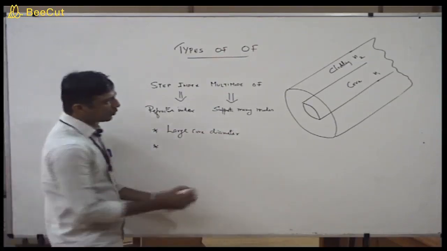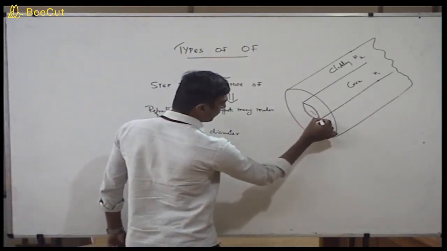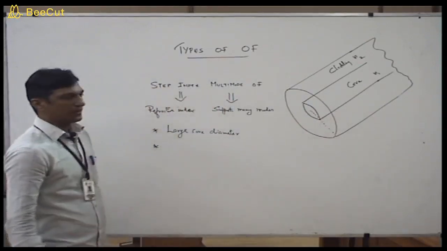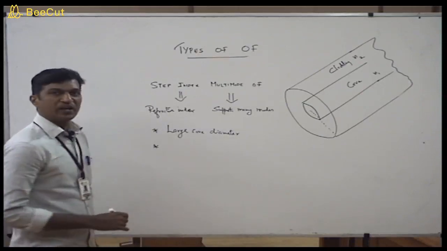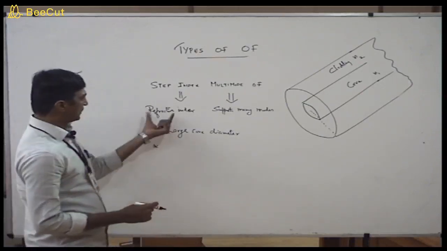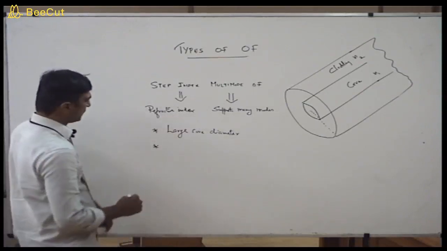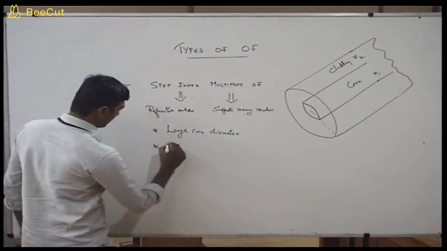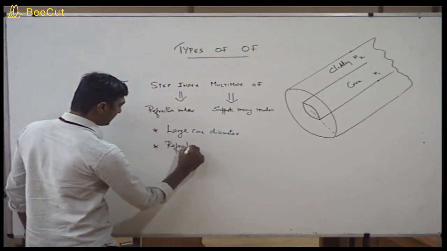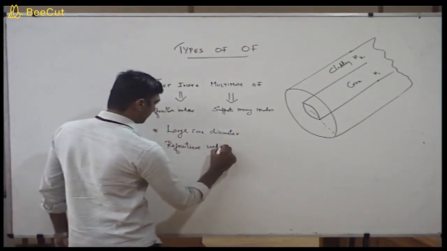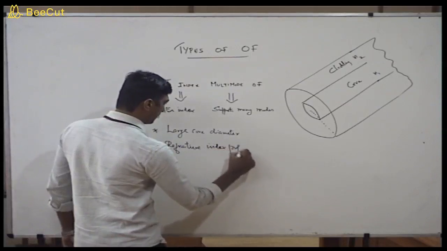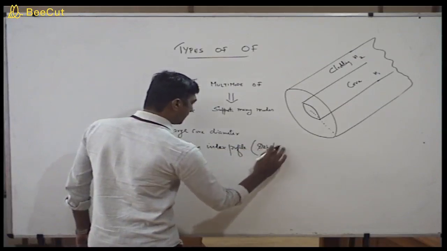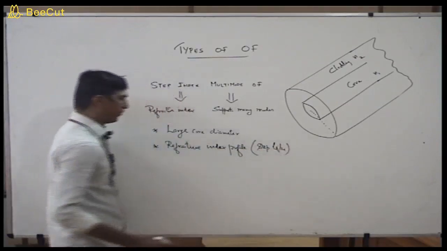Refractive index profile. If you move from the center of the core towards the core cladding region, and then from the core cladding interface to the cladding boundary, when you move radially, the variation in refractive index looks like a step, or the refractive index profile will be a step-like profile. So as in the case of the single mode optical fiber, this fiber also has a step-like profile.